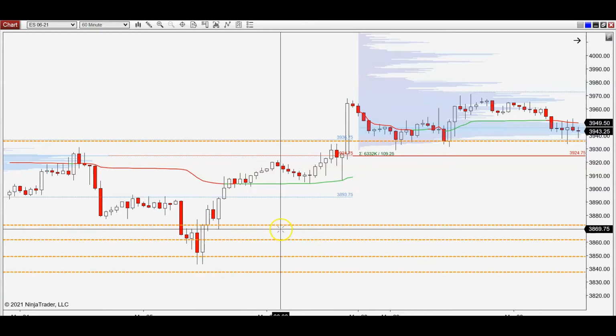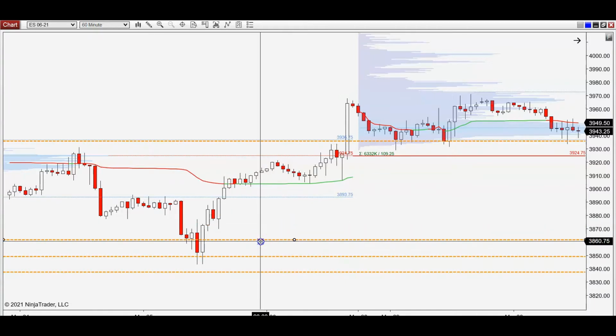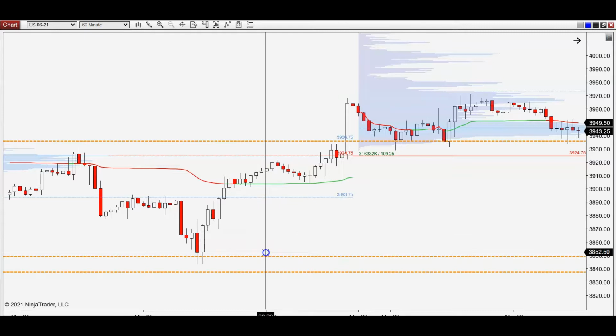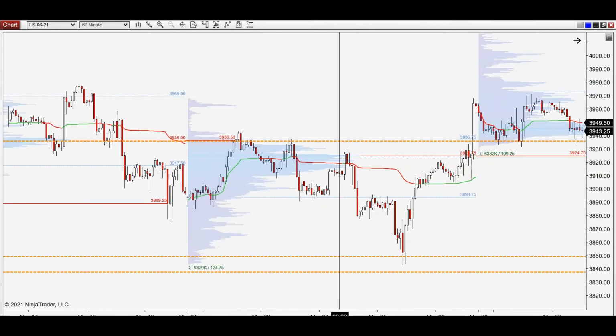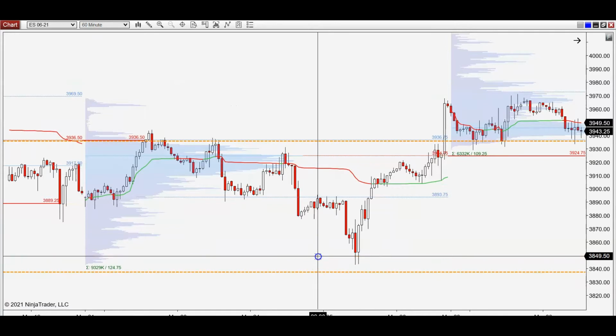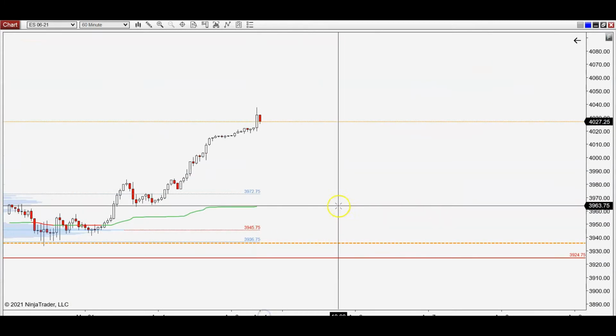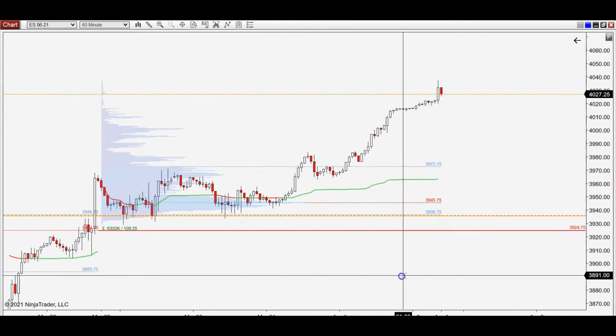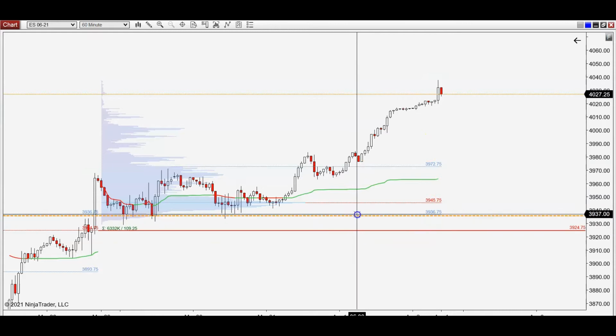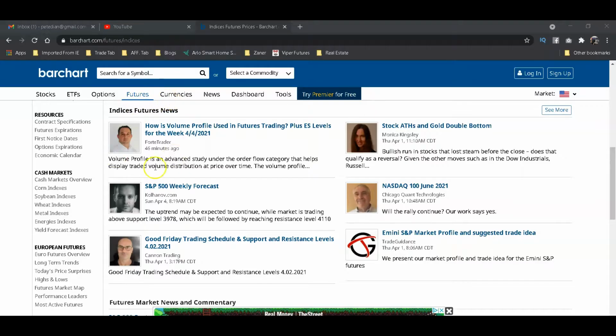So again, this is just 60-minute, and we haven't even broken down 30-minute profiles, guys. This is a weekly profile with 60-minute bars. And so this is the week of April 4th. Given the target levels, I've published it on Barchart already, for those of you that don't know, here inside barchart.com: how is volume profile used in futures trading, plus ES levels for the week of 4/4/21. So everything we discussed here in this video is there. That's why it's up now, 24 minutes. A good 15 minutes about volume profile, and then we broke down the week of ES.